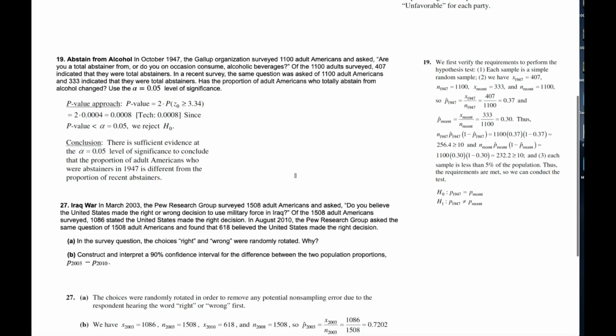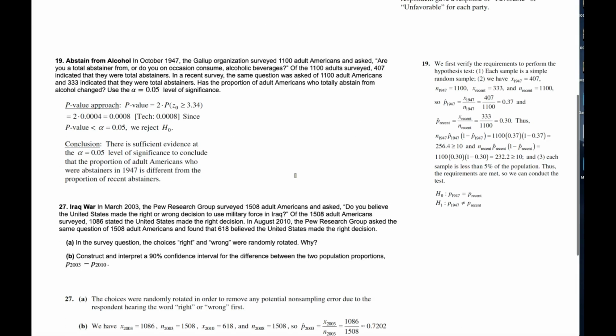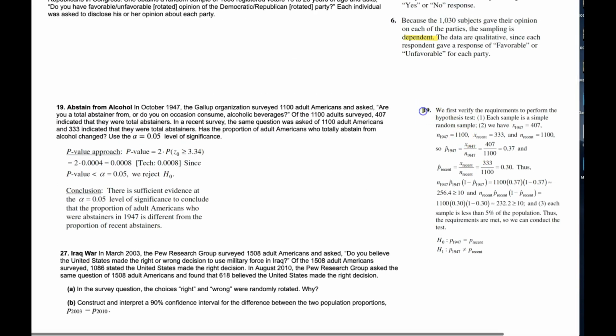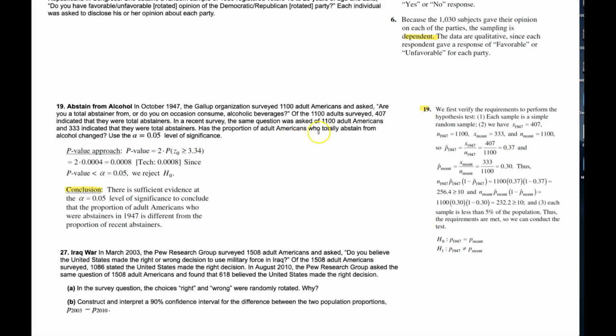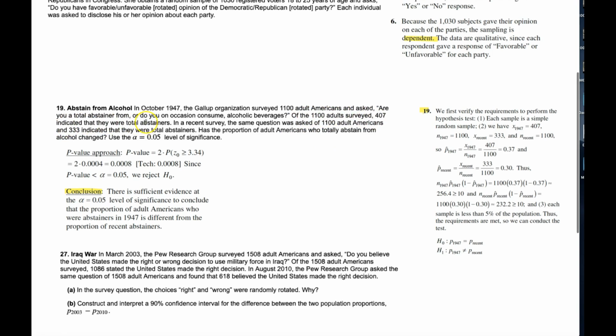Now moving on to actually running the hypothesis test. We're looking at problem 19 and 27. There's a solution over here. This is the written work, but I want to show you how to use StatCrunch, and the conclusion is the important part here. Here we're going to look at a proportion. Of the 1100 adults surveyed, 407 indicated they were abstainers, that they didn't drink. Has that proportion of adult Americans who abstain from drinking changed?